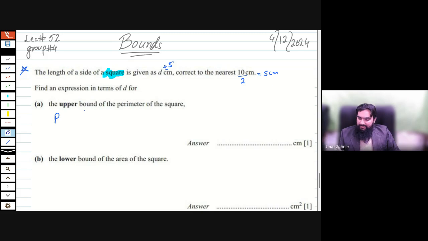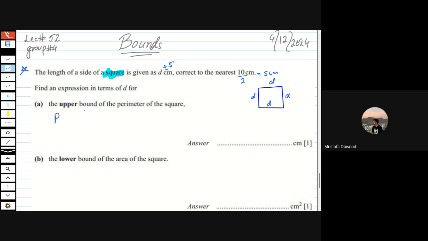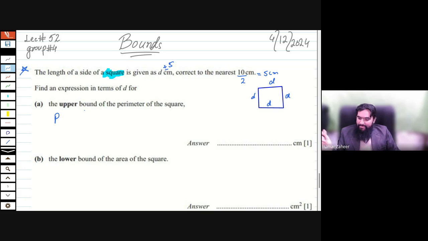For example, if you have a square, it is going to be d. So it is d as well. It is d as well. It is d as well. So the sum of all sides is basically known as the perimeter, the length of the boundary. Basically, the perimeter is going to be equal to 4 multiplied by length. This is the formula for the perimeter.